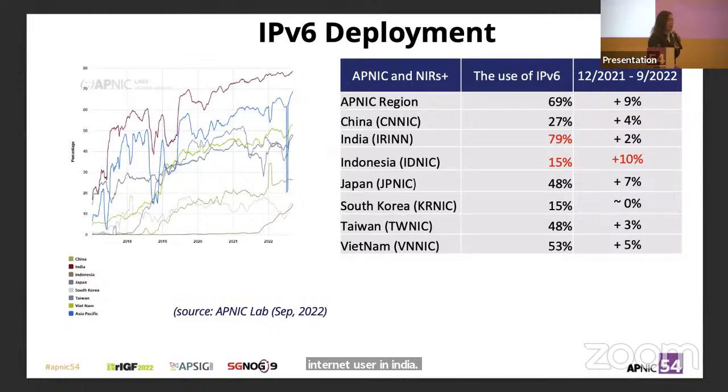For IPv6 deployment, as you know, IPv6 is an important internet protocol to develop the internet. In our region, the use of IPv6 increased by more than 9% this year. Within the NIR community, Indonesia is the best in increasing IPv6 deployment, and moreover Vietnam, Taiwan, Japan, and especially India are good countries, with good results in IPv6 deployment.